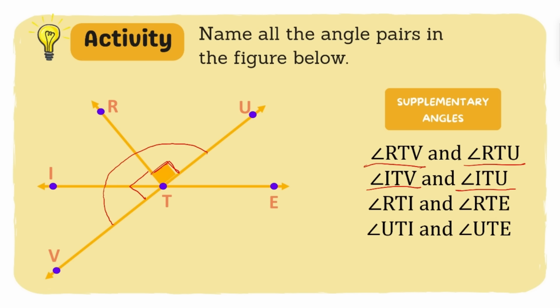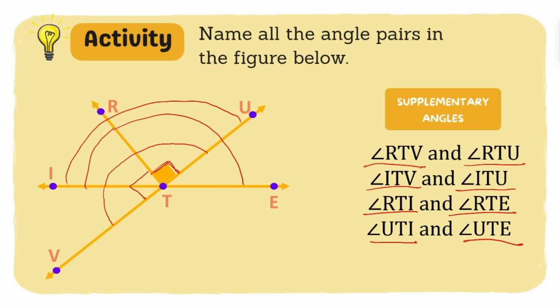In total. Next, angle RTI. So saan po yung ating RTI? RTI and then angle RTE. So we have RTE. Alright, so 180 degrees din po yan. Next, angle UTI. Ito pong buong ito. And then angle UTE. Okay, yan po yung kadugtong. So magiging 180 na siya. So those are all our examples of supplementary angles.